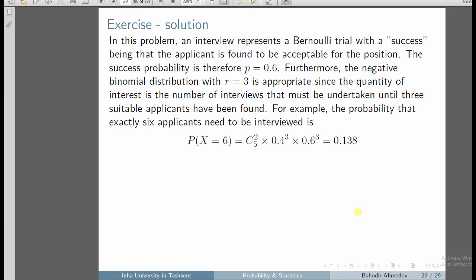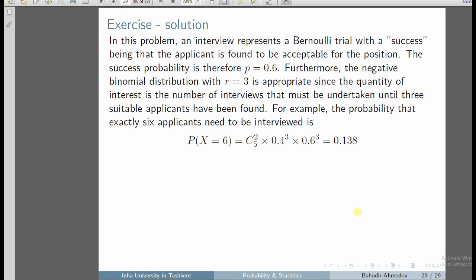Do you understand the question? No? One more time. The company has to cover all the expenses for each of the applicants, and it has a budget to cover a maximum of 6 applicants. Now, what is the probability that the company's budget is enough to find 3 workers?